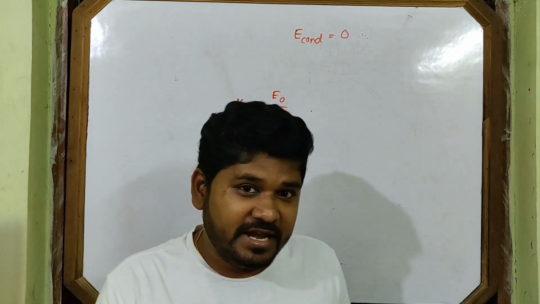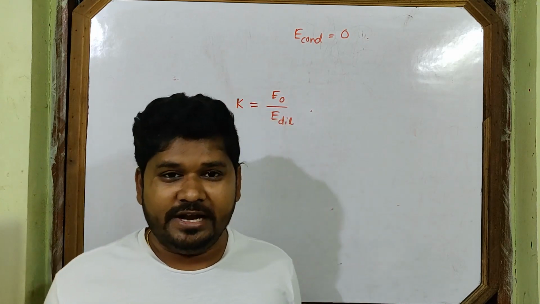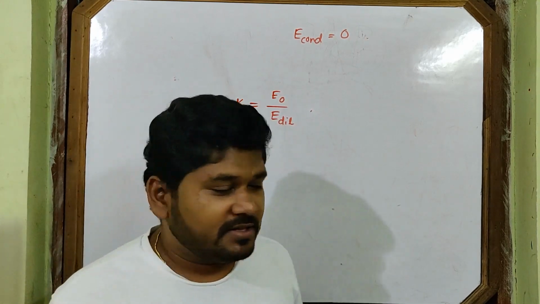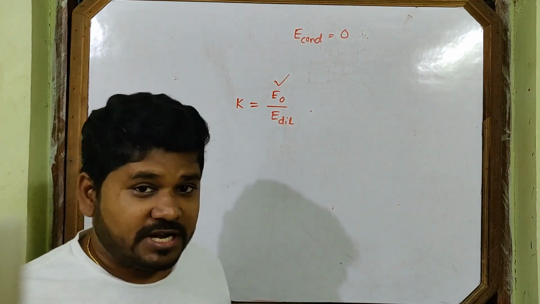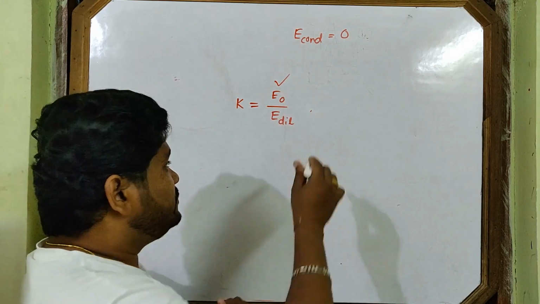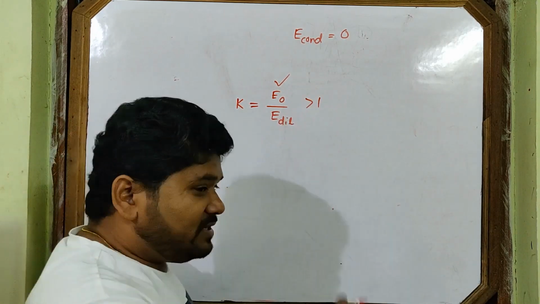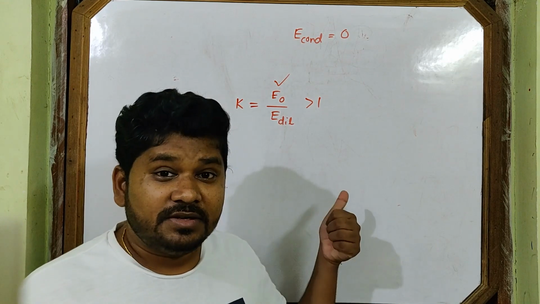How much electric field is in air? When you keep the dielectric, how much electric field comes now as the net? That is the E dielectric. And you know E naught is always more, because I told you when you keep a dielectric, the electric field decreases. Since E naught is always more, the dielectric constant is always greater than 1.